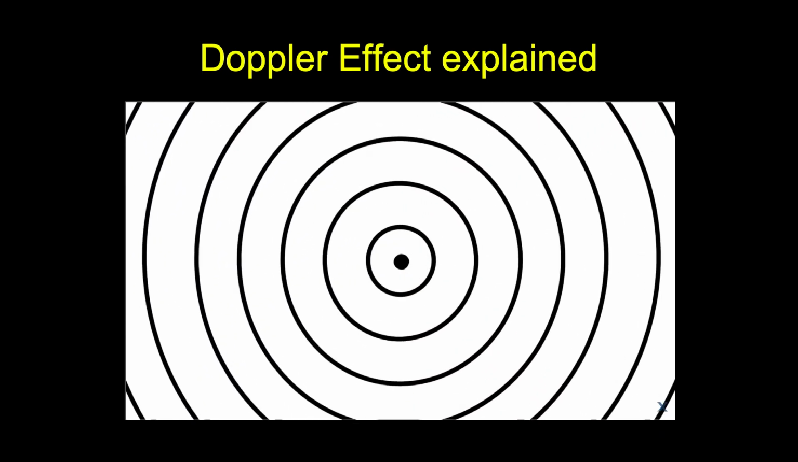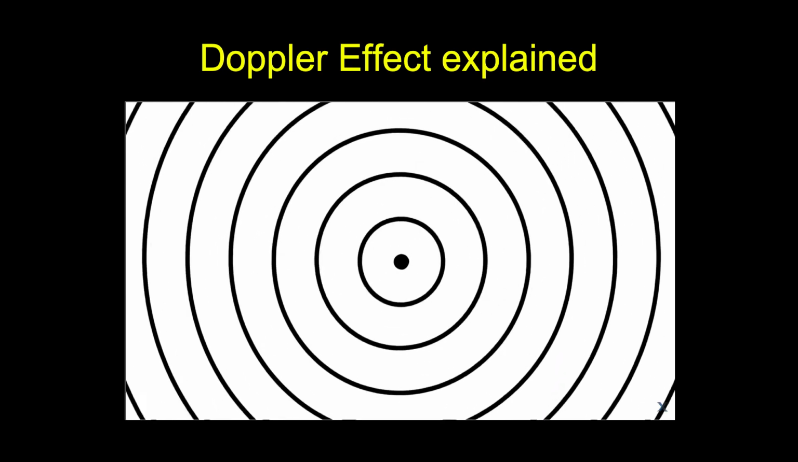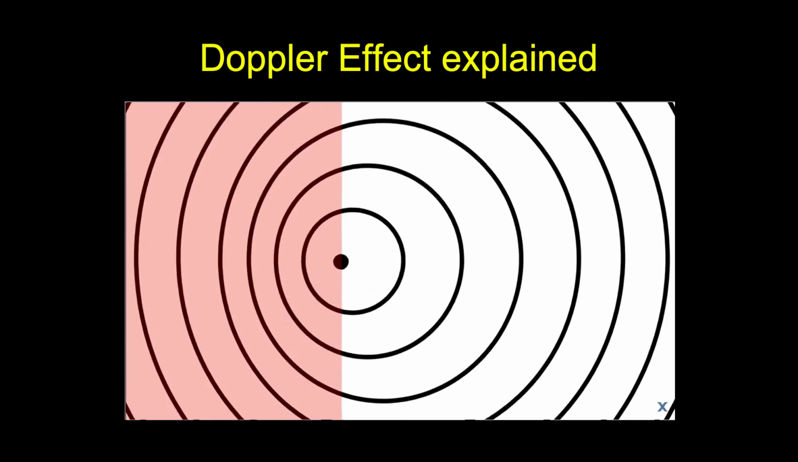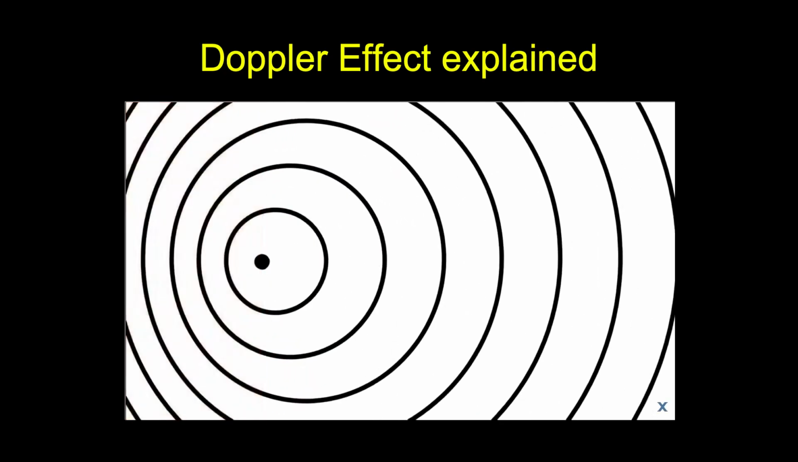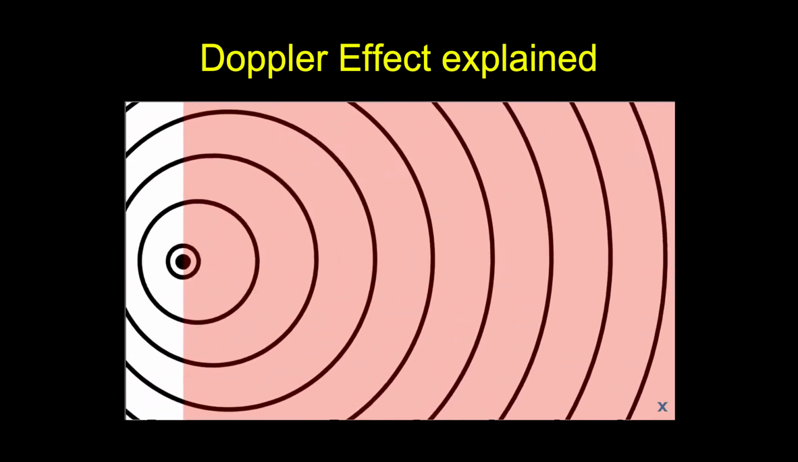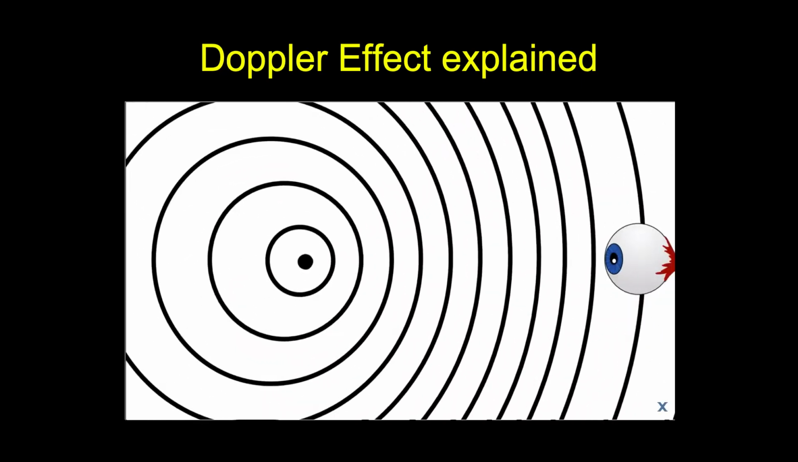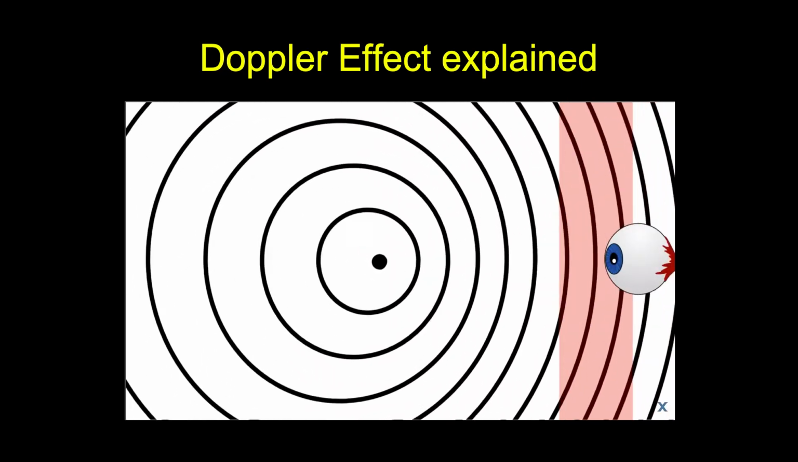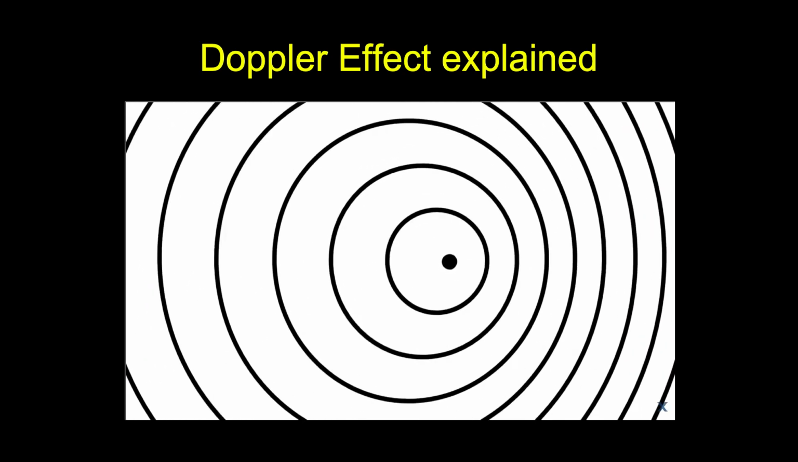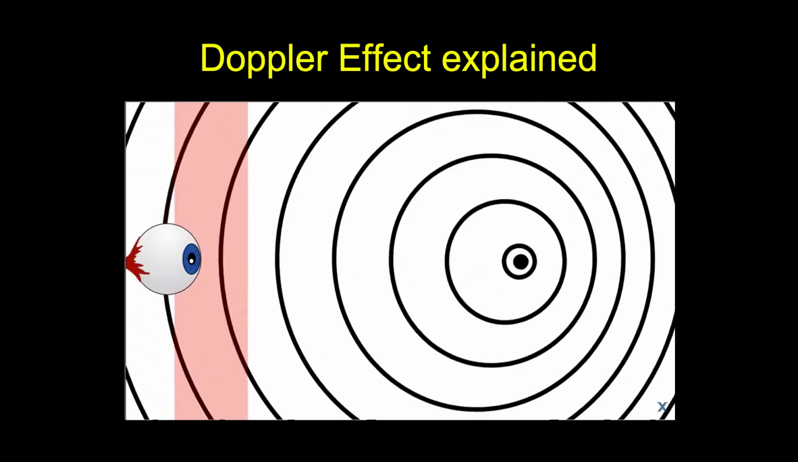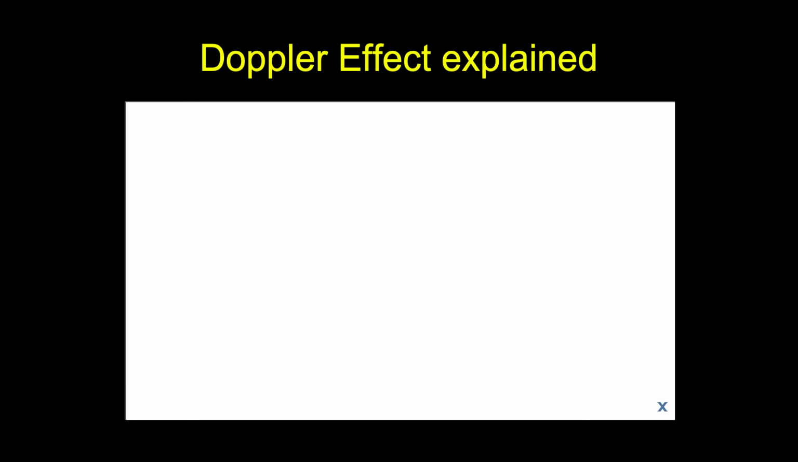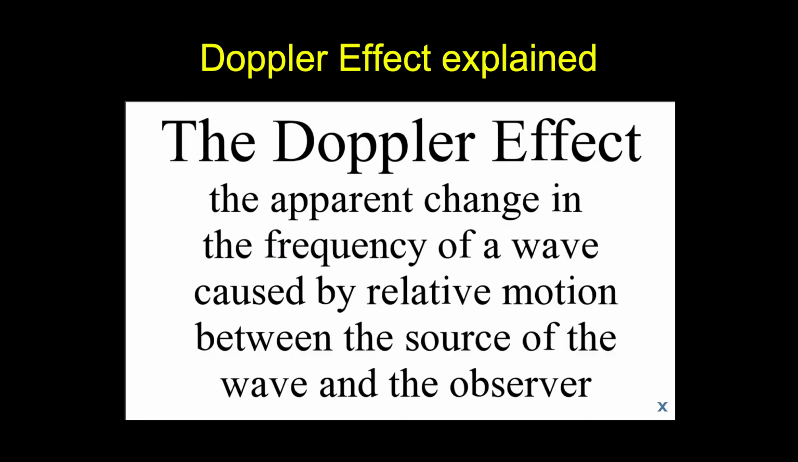We see the Doppler effect happening when the thing that is emitting waves moves. In the direction it's moving, the wavefronts bunch up, and behind it they spread out. If our object is moving towards a stationary observer, these bunched up waves are observed at a high frequency, and if the object is moving away from a stationary observer, the waves are observed at a lower frequency. So that is the Doppler effect, the apparent change in the frequency of a wave caused by relative motion between the source of the wave and the observer.